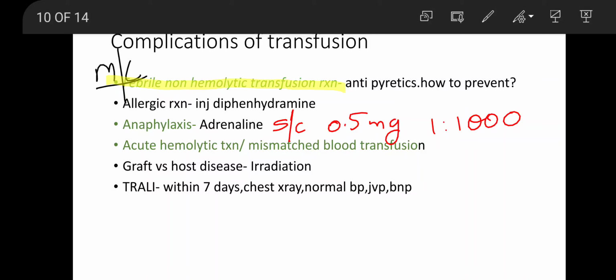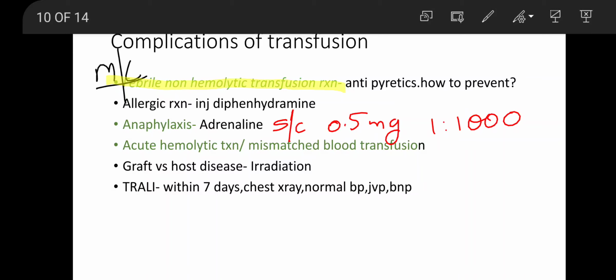So how can you prevent? One thing is, we have already said, leuko reduction, filter WBC. Second thing is you can irradiate the blood, because the most radiosensitive cells in our blood are lymphocytes. So you can give radiation to this blood. And the most radio-resistant cells in the blood are platelets.